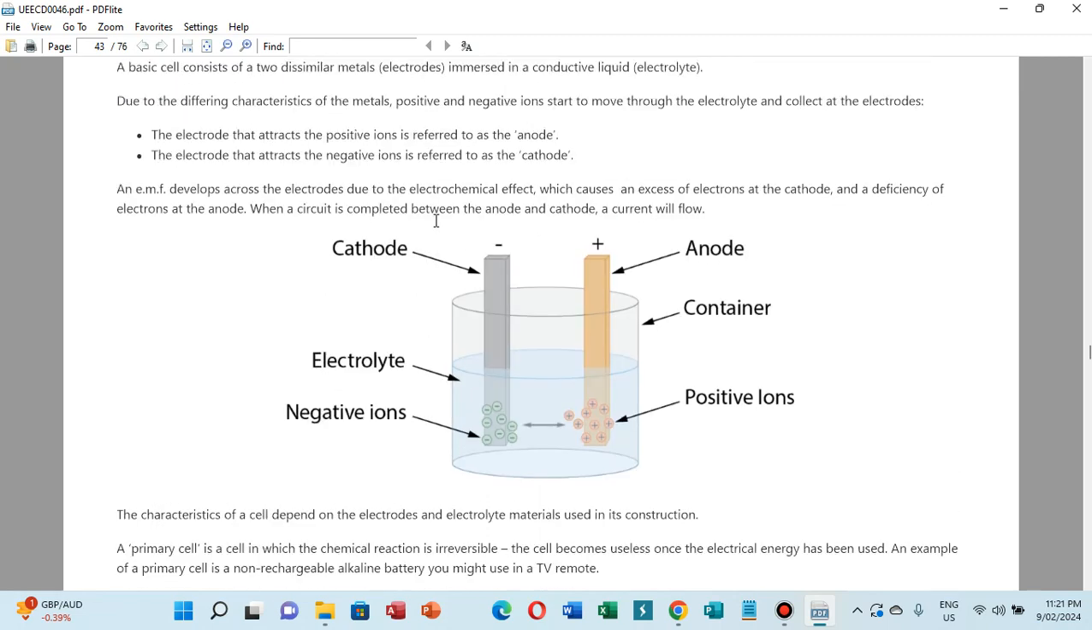So this is also an example of electrolysis. In this cathode and anode connection, when you connect the electrical charge, the electrical current flows, with positive and negative ions flowing. The battery is based on this principle.